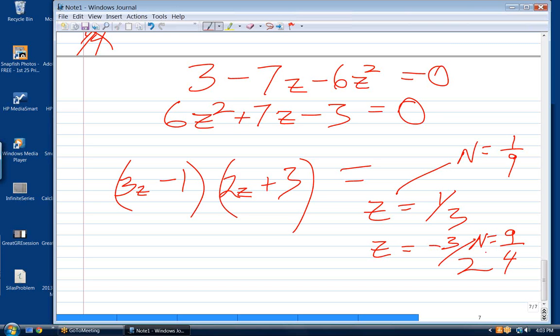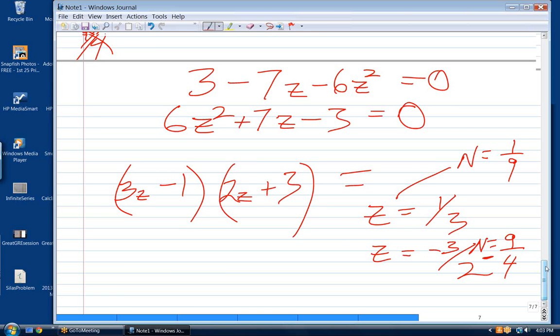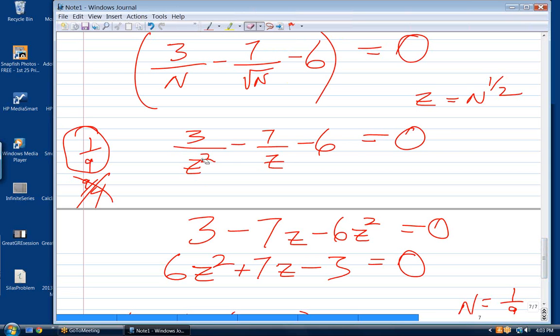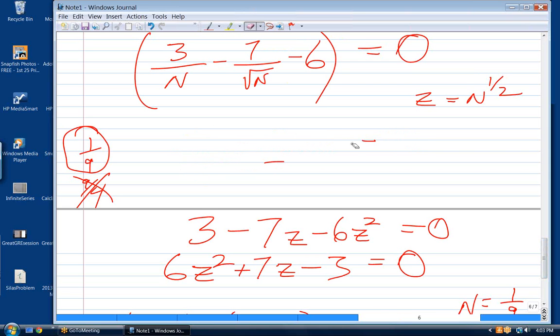And minus 9/4, in case you're wondering. You want to check that and see if that's possibly a solution? Okay. I'll do it real quick here. Minus 9/4. So 3 divided by minus 9/4 is minus 4/3. Well, notice immediately that we're going to try to take the square root of a negative number.